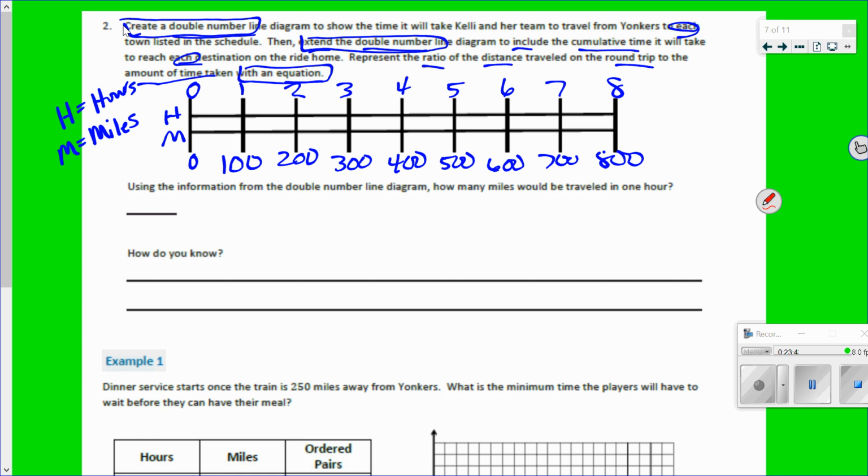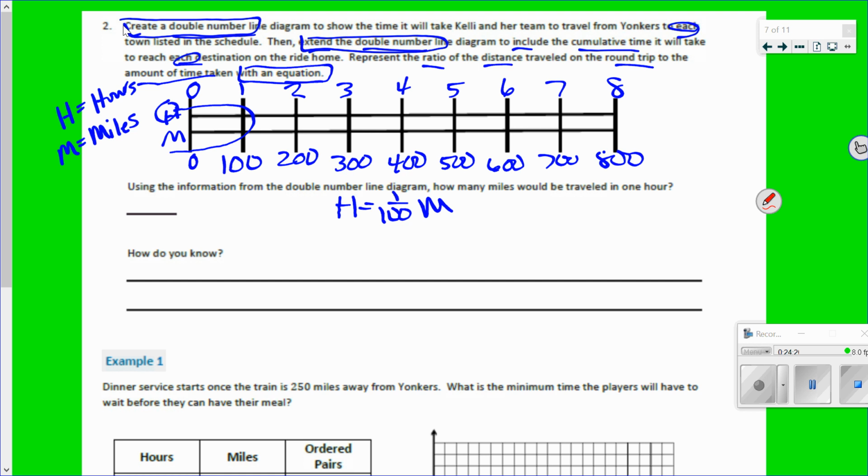What comes first? I'm building an equation. Hours, okay. So H equals what? So I started here. What number did I hit first? No, that's the letter I hit first. What number did I hit first? 1 over 100. The other variable is M.